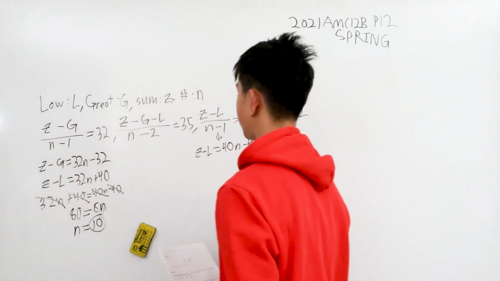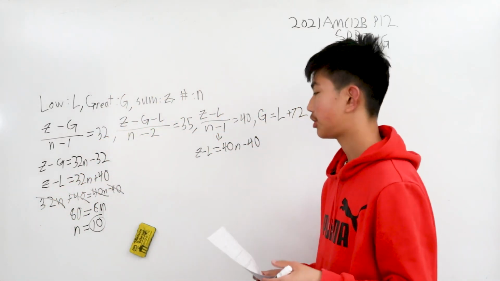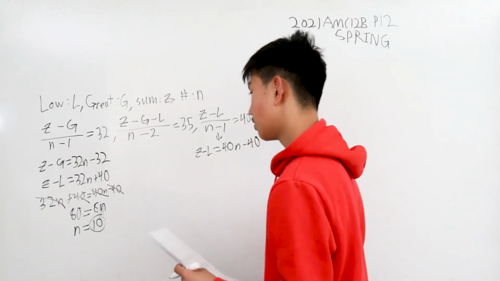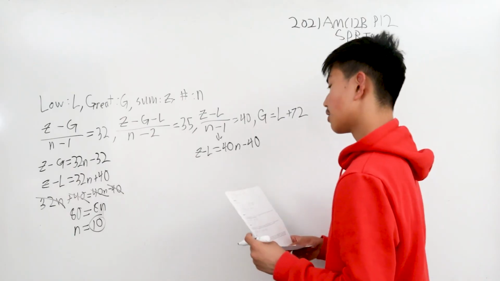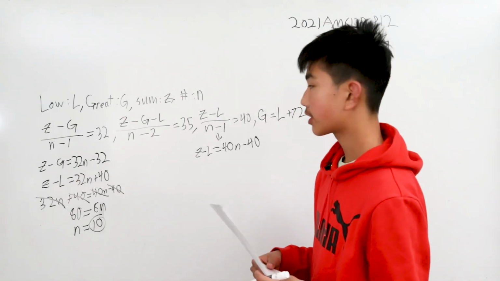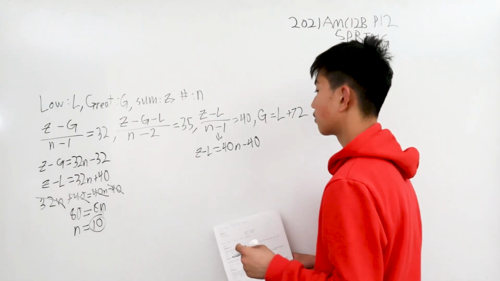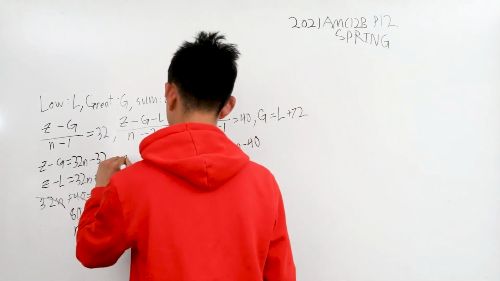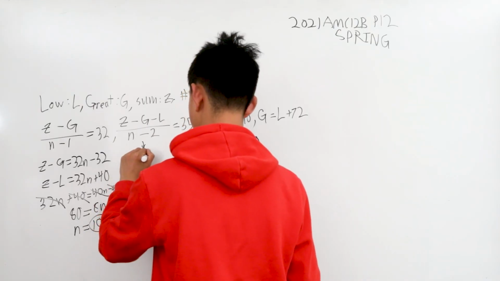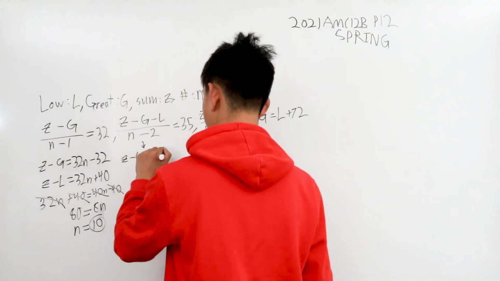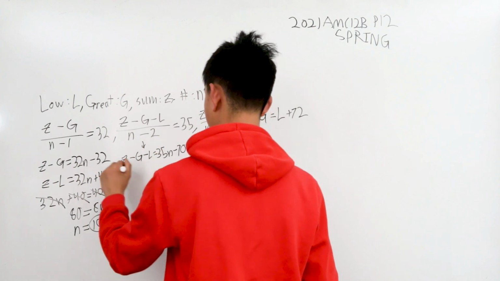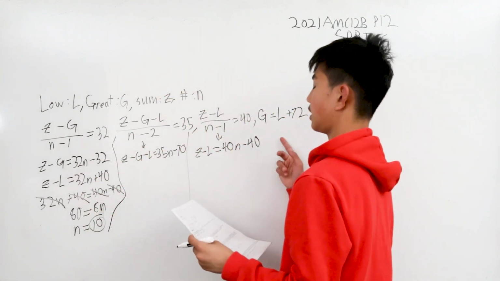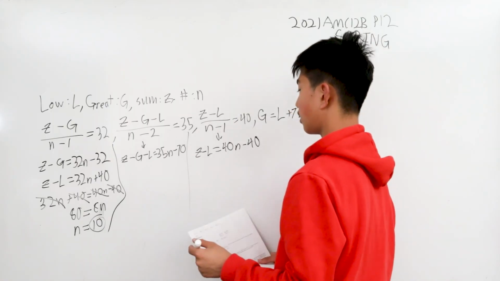We already have the total number, which is 10. That's good. Now we just want the greatest and the least. So how, you may ask, do we compute this? Well, we can use the second equation actually. This yields Z minus G minus L is 35n minus 70 when we multiply it out.